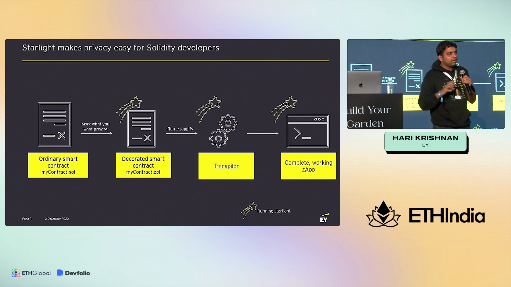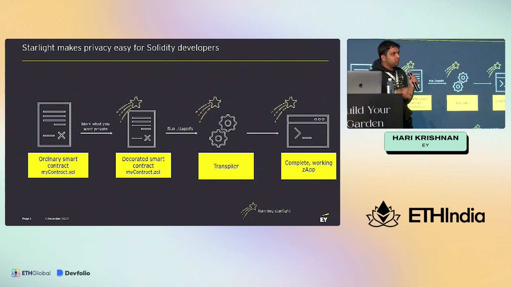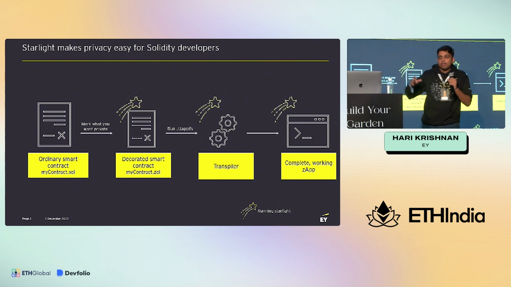We have three decorators which our smart contract and compiler understand, and based on the use case you have to choose which decorator to use. Third step, my favorite and the easy one, is just to run Zappify. It does everything for you.